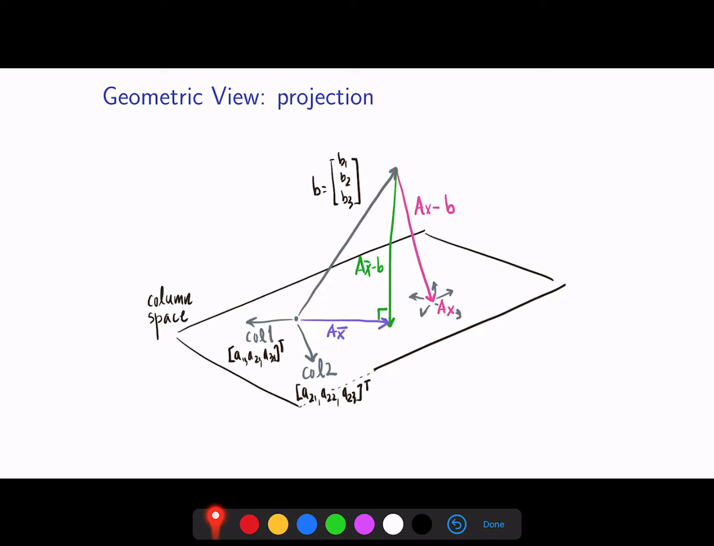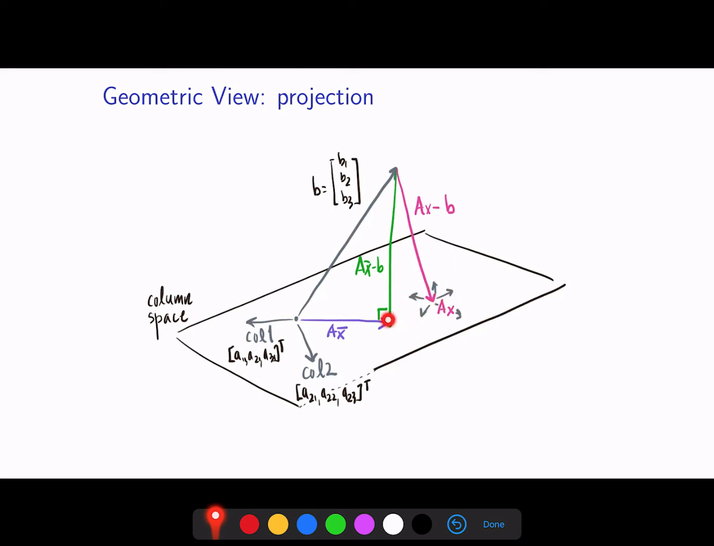Here we've got our vector B. It's outside the plane, so it's not a linear combination of these two vectors. So the matrix equation AX equals B is inconsistent. Now the red vector here represents AX minus B, which is the error vector, and its length squared is our error function. So as I change X, the tip of my vector moves around in the plane, and that changes the red vector. And we want to find the value of X that minimizes the length of the red vector.